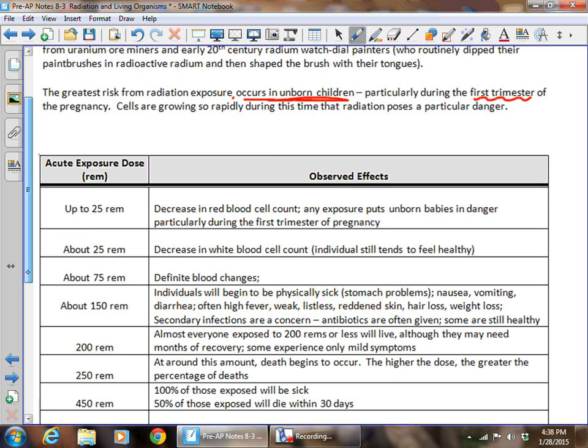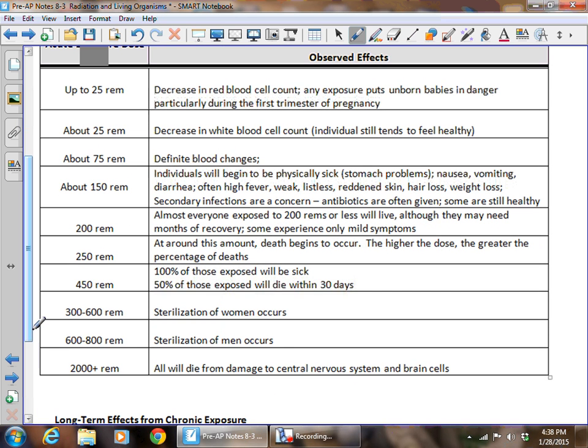So looking at these exposure data, I'm not going to read through all this, but you can see what kinds of effects that you would see based on the REMs of exposure that you had. Some people are affected more by radiation exposure than others. You can have individuals that can get 150 REMs of radiation, and some will still appear perfectly healthy. They won't have lost any hair, anything like that. Others will have all kinds of problems from that kind of radiation exposure. Once you get high enough, everybody's going to get sick.